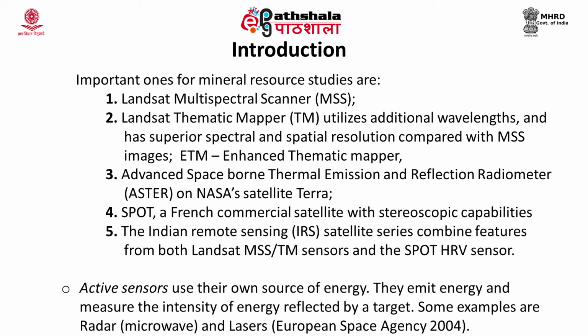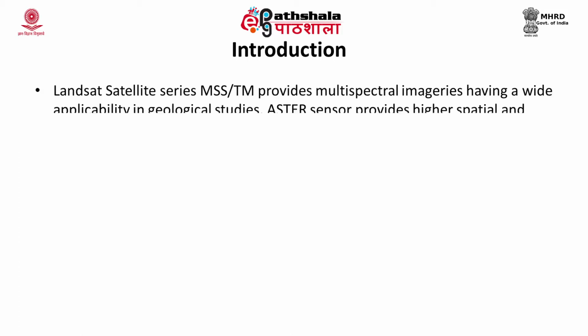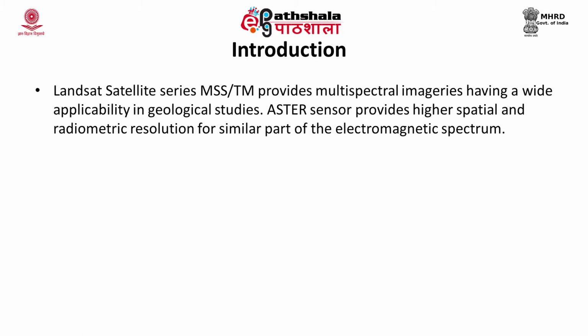Active sensors use their own source of energy. They emit energy and measure the intensity of energy reflected by a target. Some examples are radar, which uses microwaves, and laser. The European Space Agency has this kind of active sensor, by which we can get remote sensing data for a particular area. The Landsat satellite series MSS or TM provides multispectral data having wide applicability in geological study. The ASTER sensor provided higher spatial and radiometric resolution for a similar part of the electromagnetic spectrum.